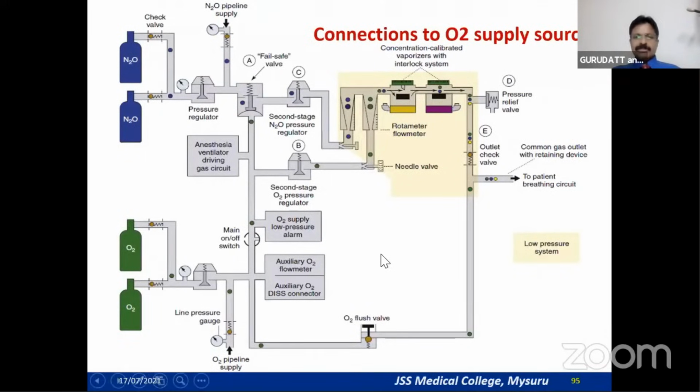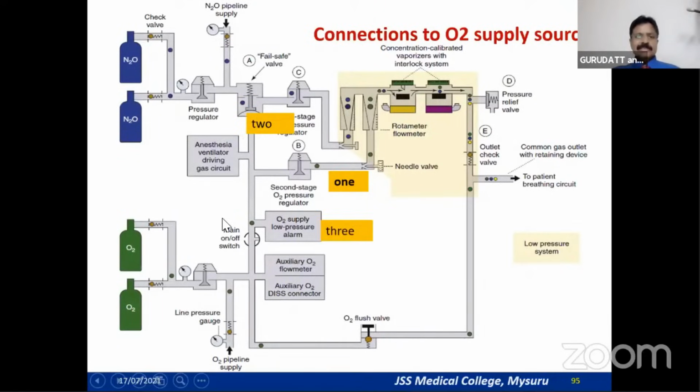Now coming to one of the common questions that is asked: how many connections are there for the oxygen source inside the machine? You have to say in GE machines there are about 6 connections. One connection is directly to the flow meters. The second connection is to the fail-safe valve of nitrous oxide.